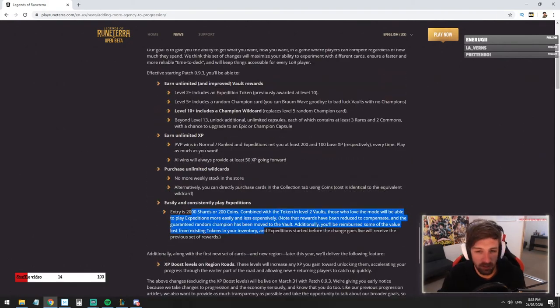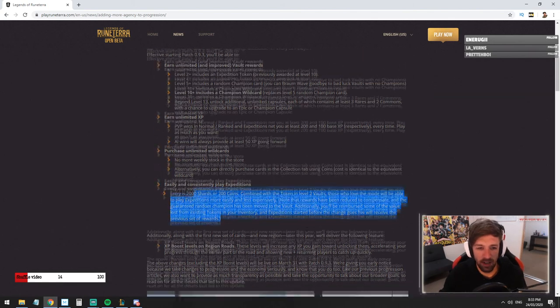Making it cheaper just means the players that at least want to play expedition more consistently have a cheaper entry, and if they're playing well, they're probably getting just as good rewards. I doubt they would have nerfed it. That would not make sense. So hopefully I've done the right thing here.